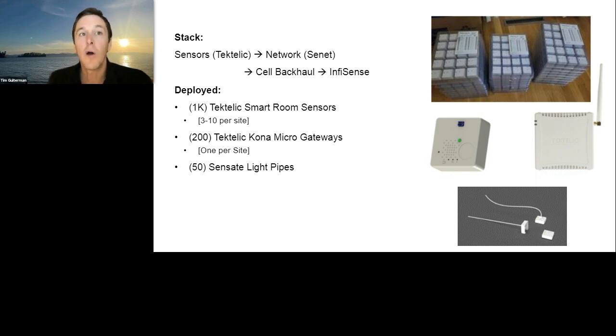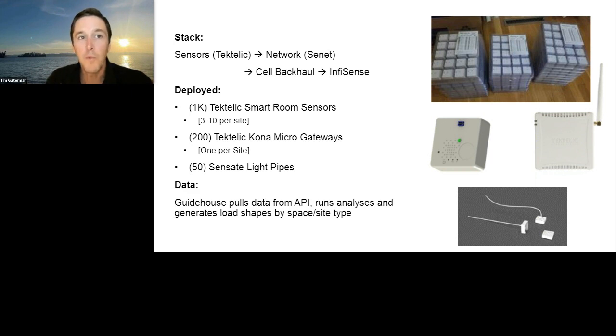Interestingly, they also used something a partner of ours developed called a light pipe, which helps direct the lighting on/off signal closer to the light source. So if you can't get a sensor near the light bulb or the light fixture, this helps channel that into it. Very cool adaptation to the smart room sensor. And then on the data side, which is really our core business, we help Guidehouse pull the data from our API, run all their analyses and algorithms, and then generate these load shapes by space type and by site type.